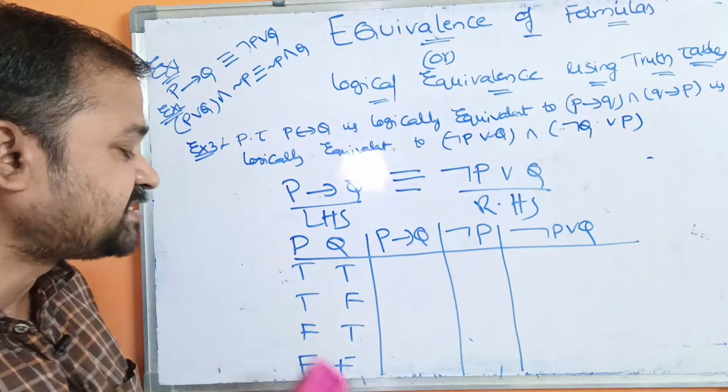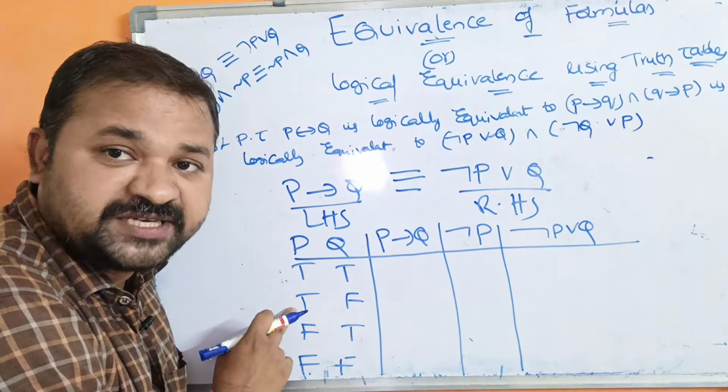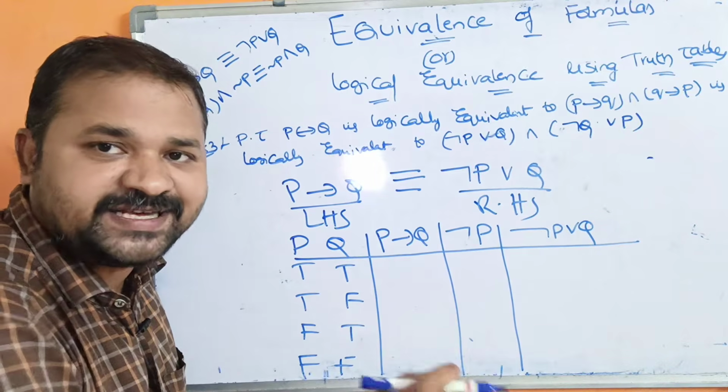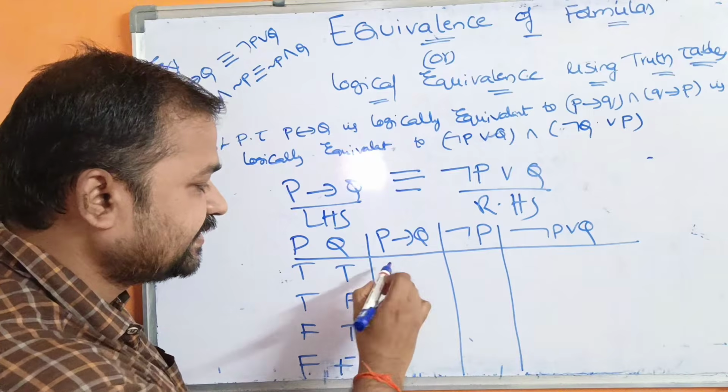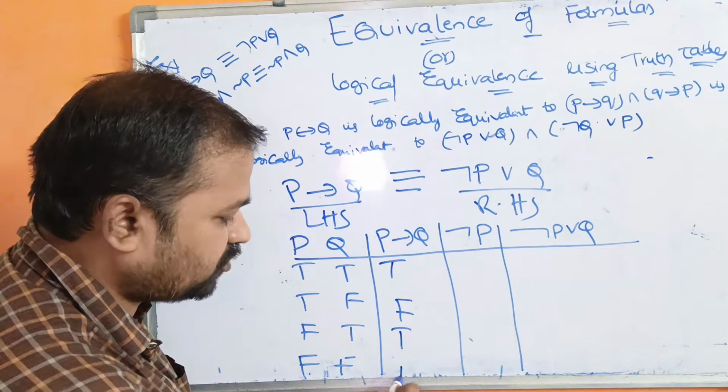So what is P implies Q? When the first proposition is true and the second is false, then the result is false. Otherwise, the result is true. So true, false means false. In the remaining 3 cases, the result is true only.